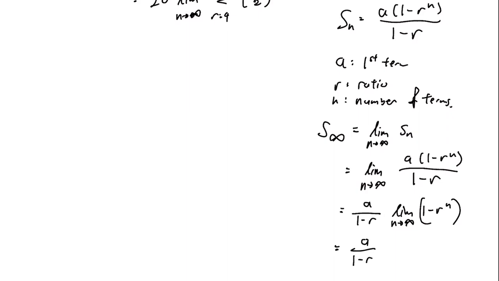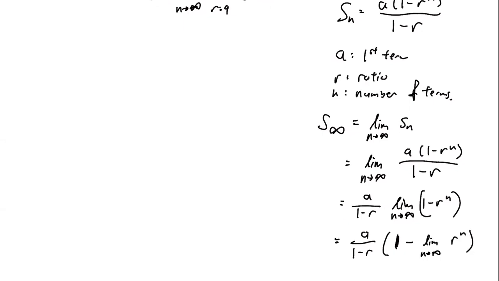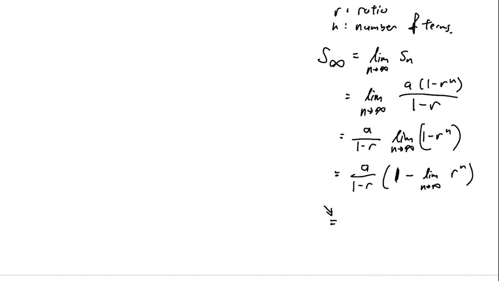Continue simplifying this, we end up with a limit of 1 minus r power n. So the limit as n goes to infinity of 1, it doesn't affect the 1, so leave it alone. Then you subtract away the limit as n goes to infinity of r power n. Now, here we will assume that the modulus of r is less than 1, i.e. -1 less than r less than 1. In this case, as you take the limit, it will just go towards 0, right? As n goes to infinity.